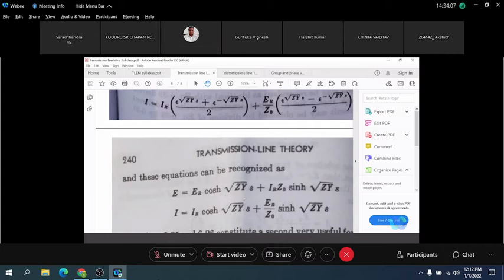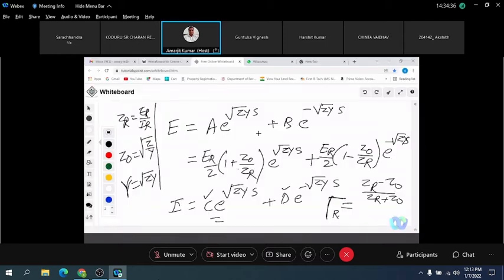Now at the incident end, or at the sending end, where the energy is incident, what will be the voltage and current at the sending end, not at the receiving end? If the length of the transmission line is L, at the sending end, what will be the value of S? At the receiving end, S was equal to 0. At the sending end, S is equal to L, if the length of the transmission line is L.